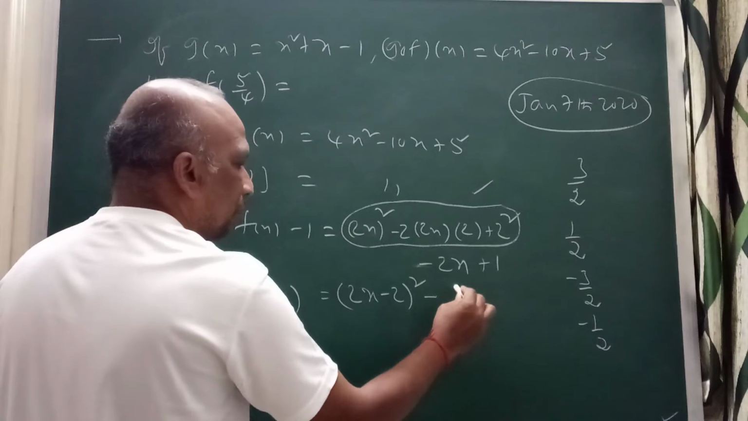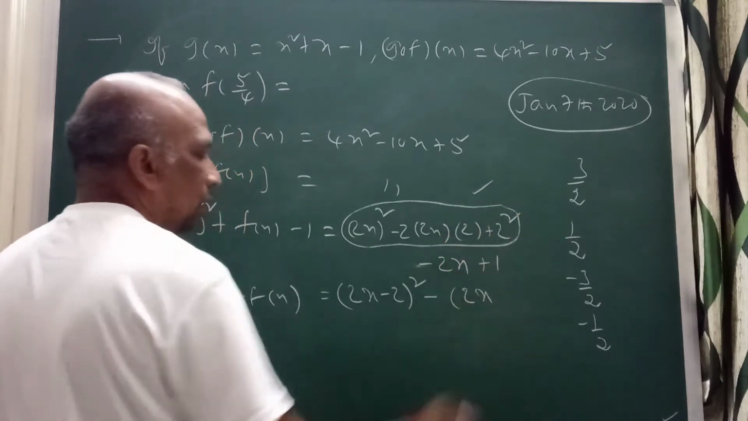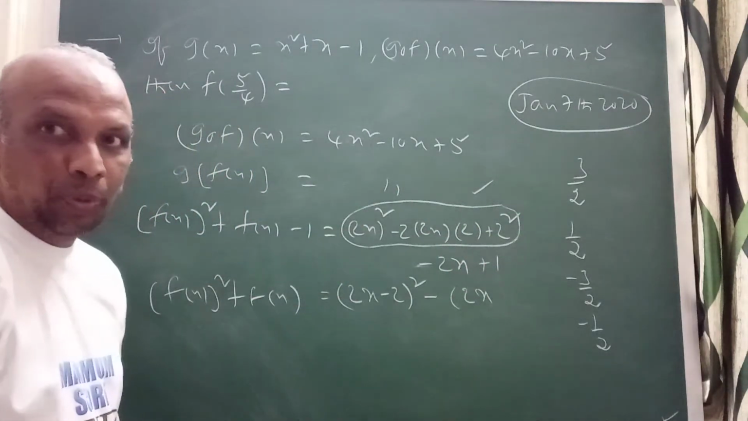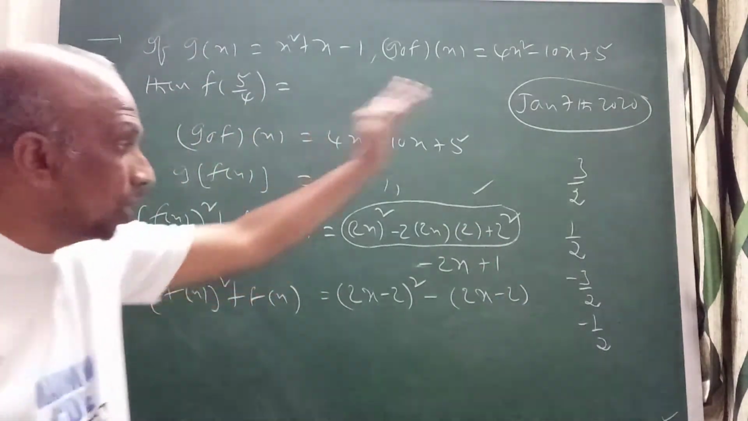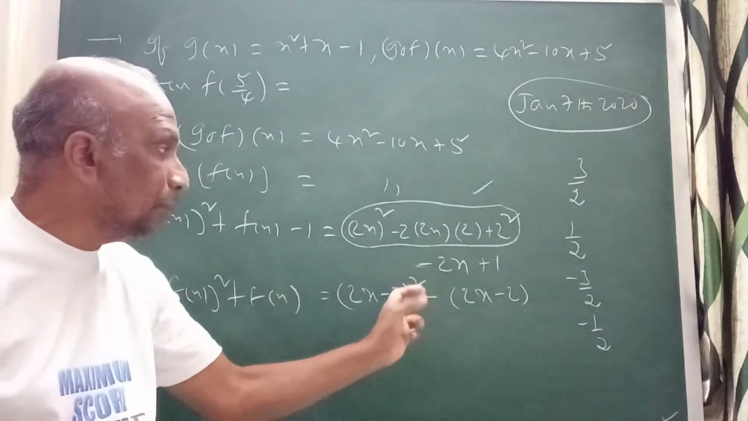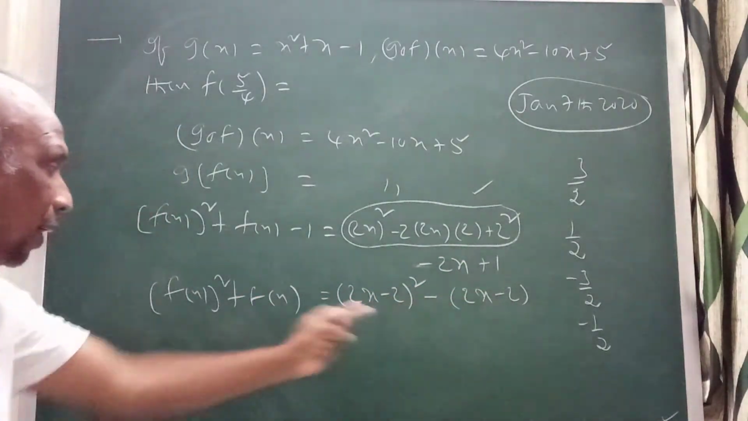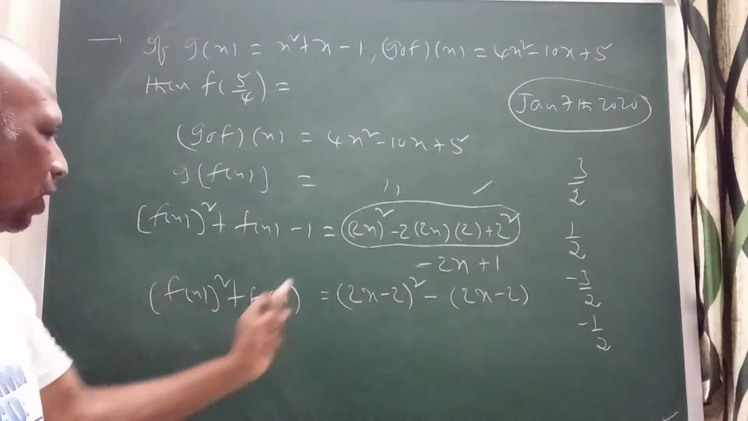I can write minus of 2x, you get plus 1, plus will get 2x plus 2. You get 2x minus 2, it will come. Correct? You can observe, minus will transfer plus 1. So you take minus common: 2x minus 2. You can compare now: f of x is (2x minus 2) whole square.